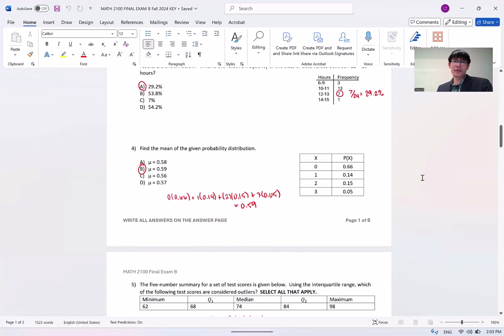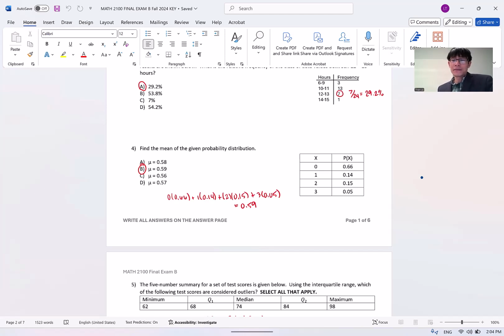Okay, so here we have a table. In this table you have the value of x, which is either 0, 1, 2, or 3, and then you have P(x). The probability of x equal 0 is 0.66, x equal 1 is 0.14, x equal 2 is 0.15, and x equal 3 is 0.05.